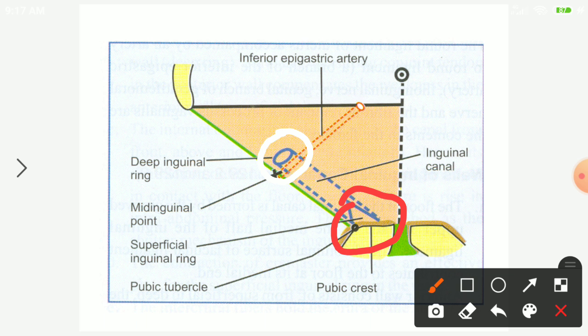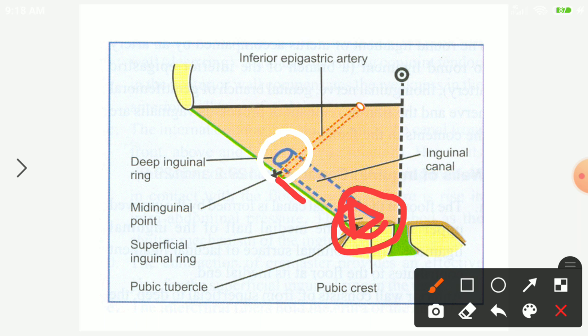The superficial inguinal ring is triangular in its shape. The part which is colored in red is called the superficial inguinal ring. It is the gap in external oblique aponeurosis. It is shaped like an obtuse angle triangle. The base of the triangle is formed by the pubic crest. The two sides of the triangle form the lateral and medial margins of the opening.